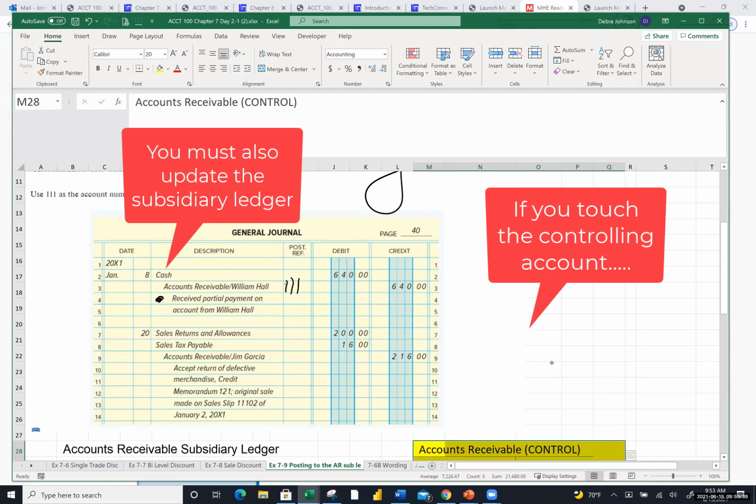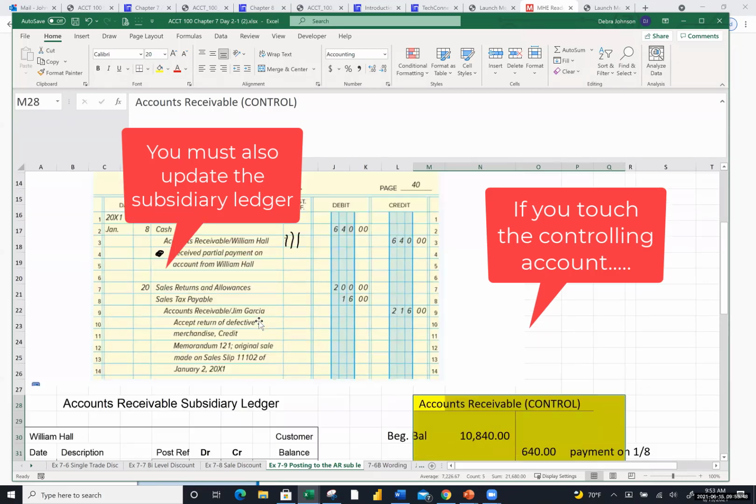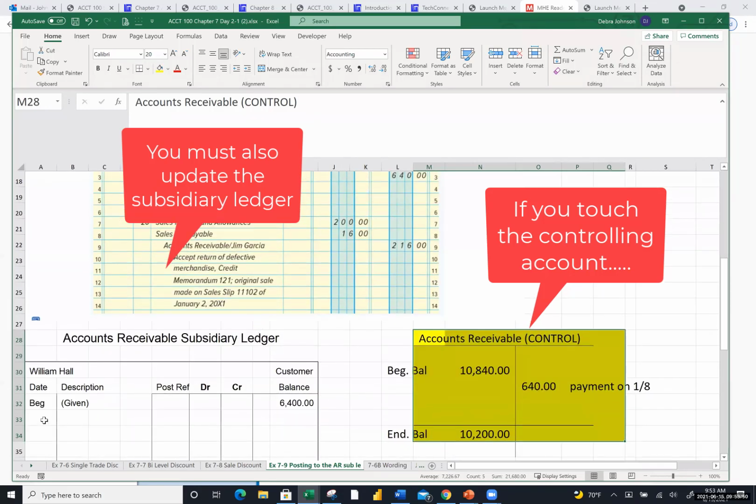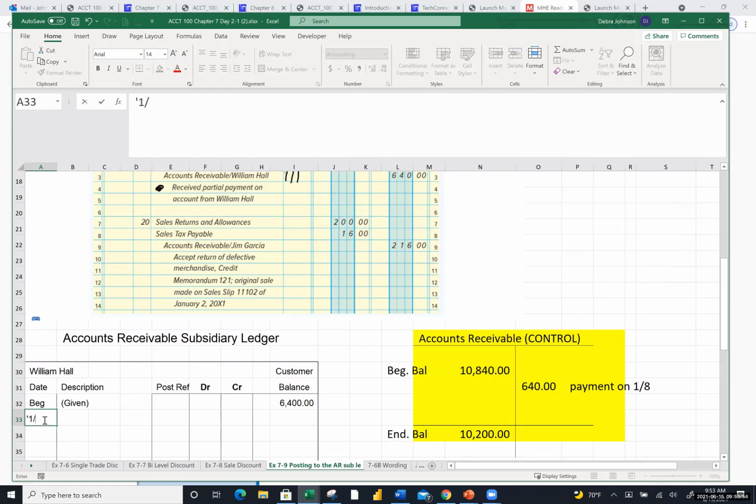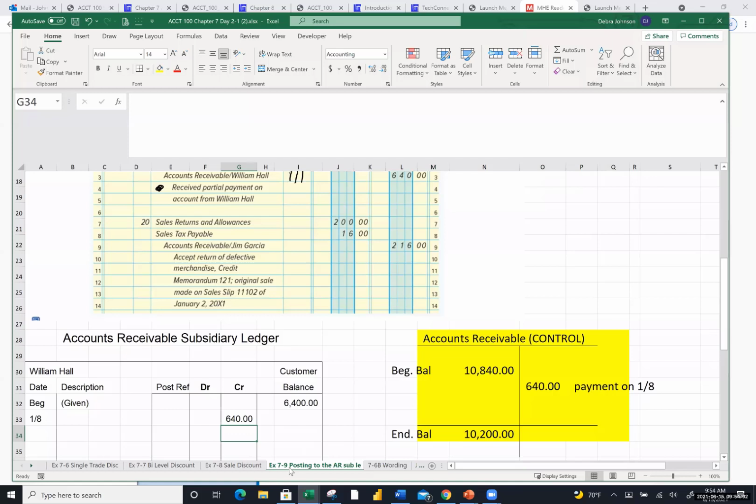Here's the new part. The second post I have to do is I have to go put that on William Hall's subsidiary ledger. So here's his subsidiary ledger. I'm going to drop my date in, which is January 8th. And I'm going to put that there was a credit to accounts receivable of 640 made. And so what I have to do now is update his balance.